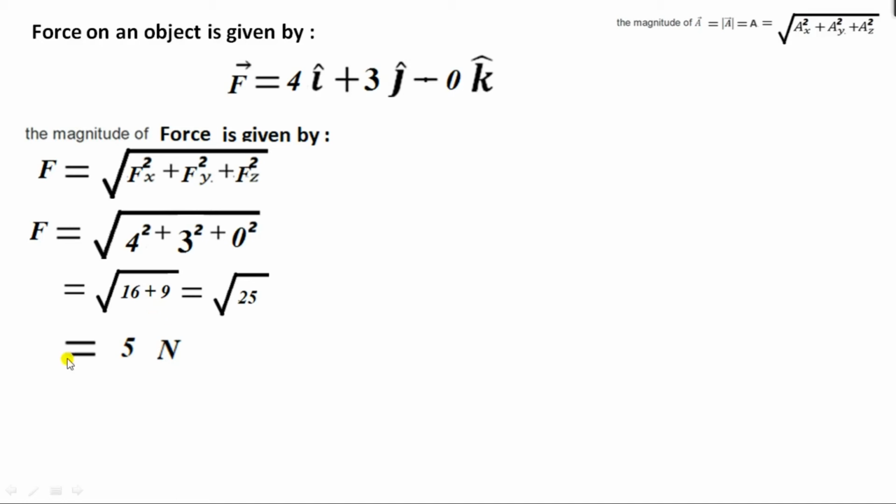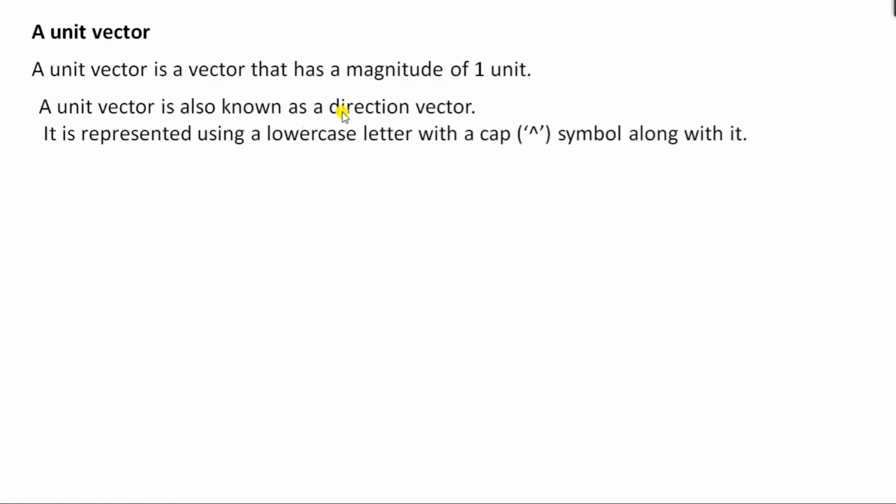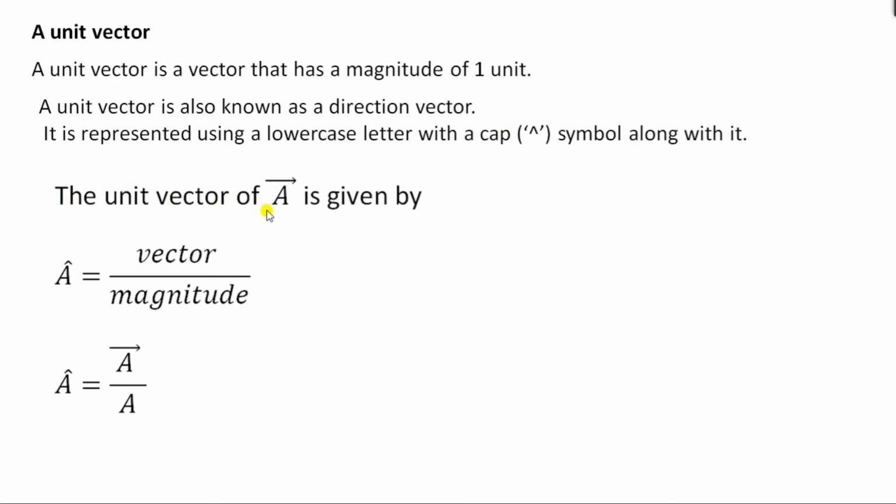So this is the magnitude of this force. Next is unit vector. A unit vector is a vector that has magnitude of 1, and it is also known as direction vector, and it is represented by this cap. So the unit vector of A is given by A cap, and that will be equal to the vector divided by the magnitude, and we know the vector is A vector and the magnitude is just A. So this is the formula for unit vector.